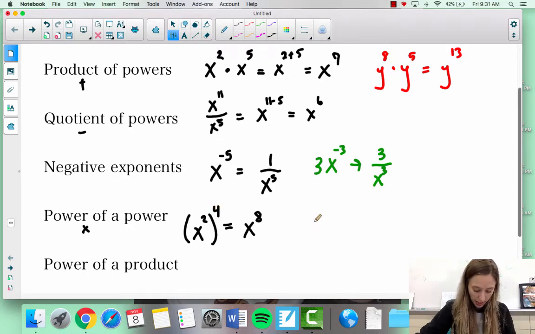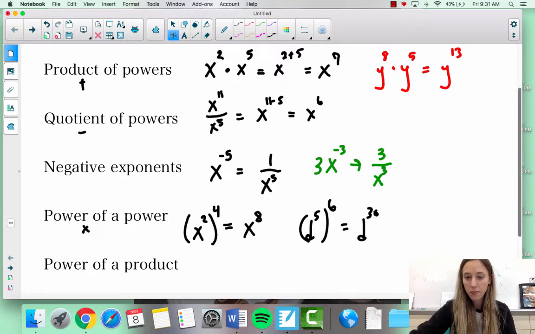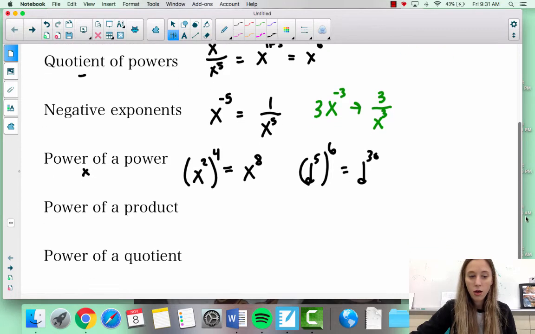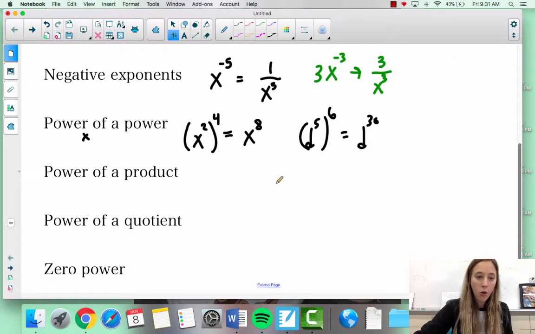So that might also look like something like this. Maybe I have d to the 5th all to the 6th power, so that would be the same as d to the 30th. Okay. We have 3 more left. Power of a product, that's going to look something like this.